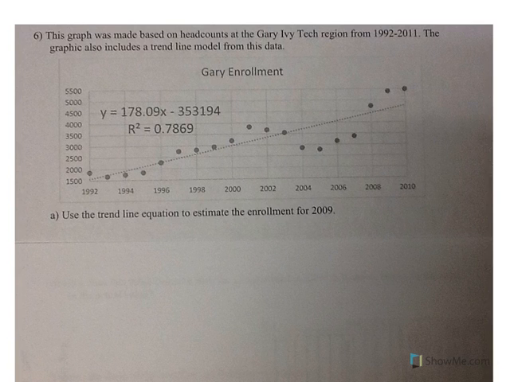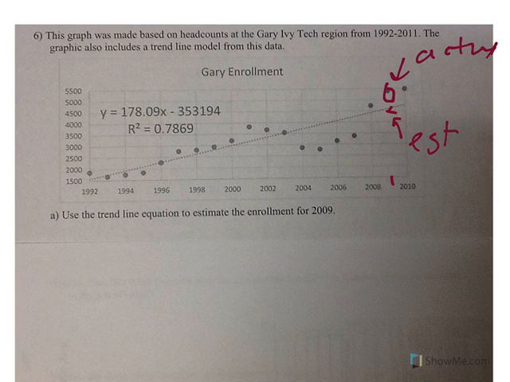Now, do notice that the years are actual years. So when you plug in for X, you will plug in the actual year. That's important to note. Okay, so part A. Let's use the trend line equation to estimate the enrollment for 2009. So 2009 is here. This is the actual value, right? And here's the trend line.